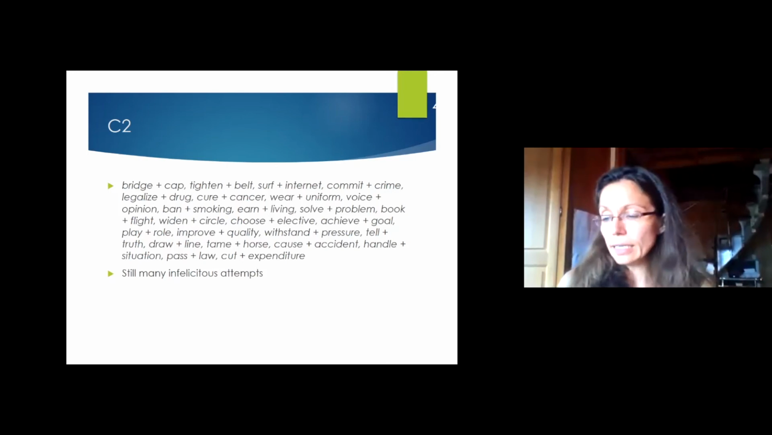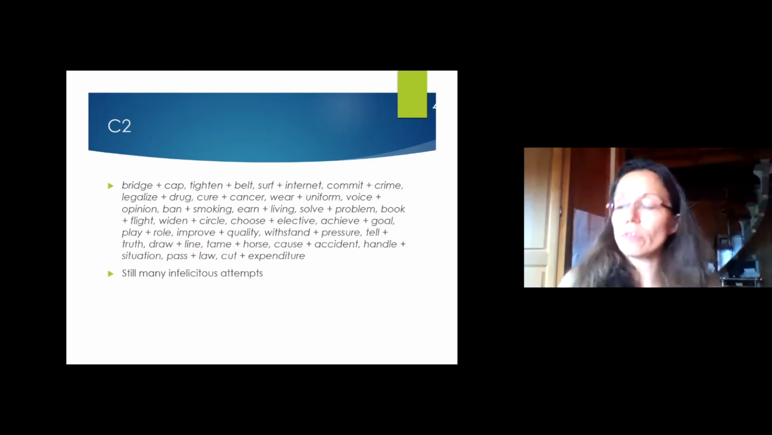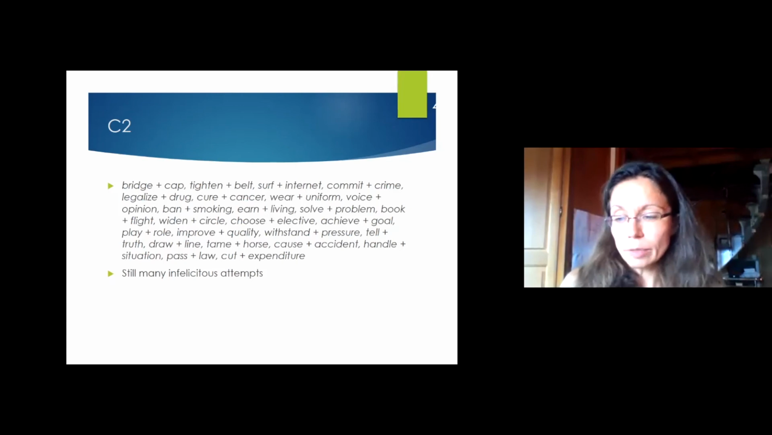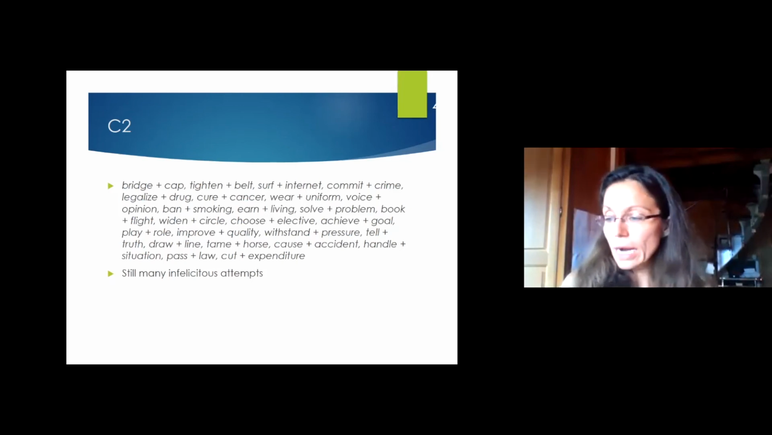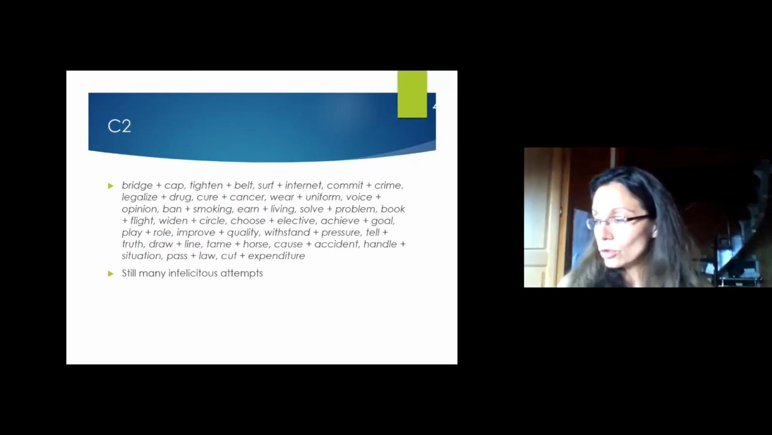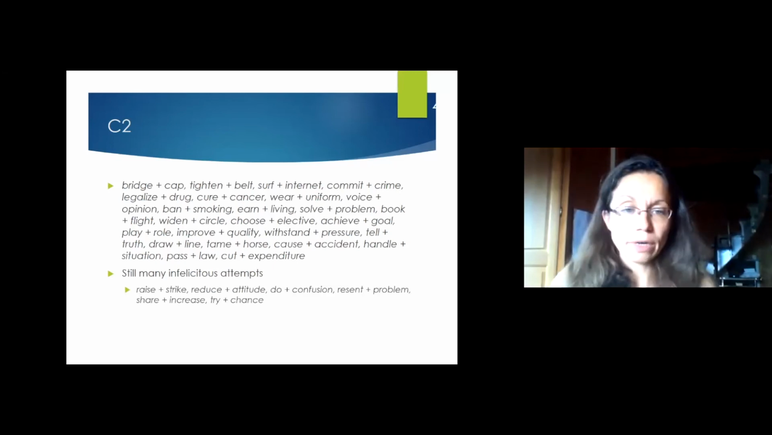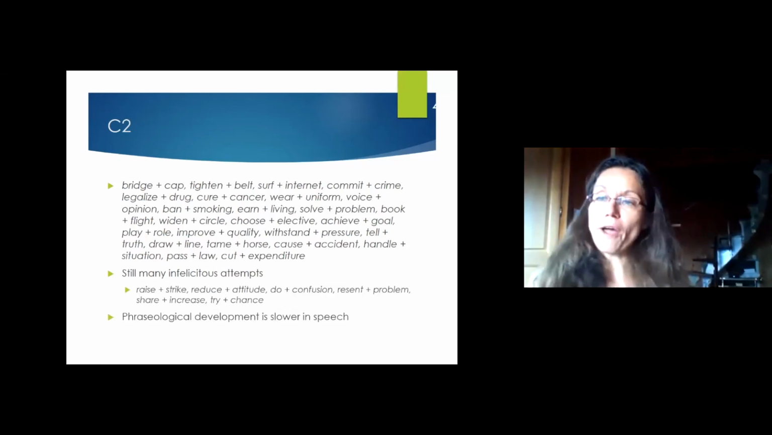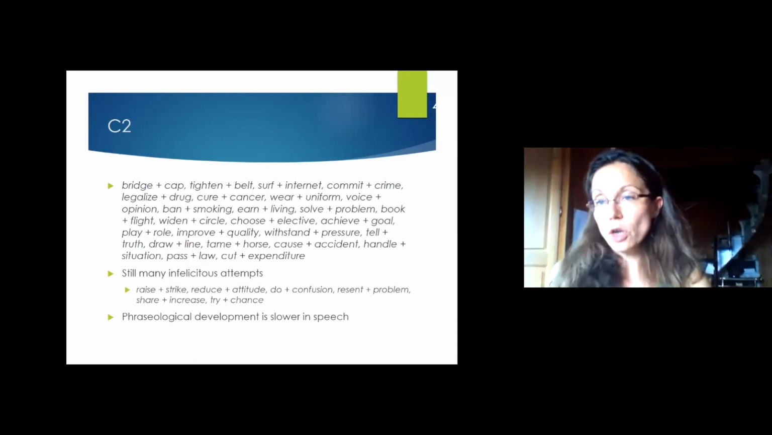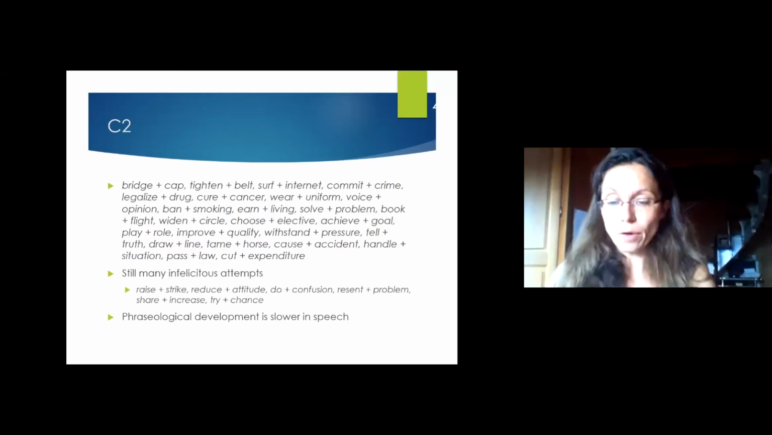So interestingly, if we look at the summary statistics for C1 versus C2, we also see that it is the very first time when PMI values increase, thus here perhaps representing what I have described elsewhere as phraseological sophistication. At the same level, however, we also find more infelicitous attempts, such as raise a strike or reduce an attitude or do confusion. So here are a few examples. So the conclusion here is that phraseological development is slower in spoken language.